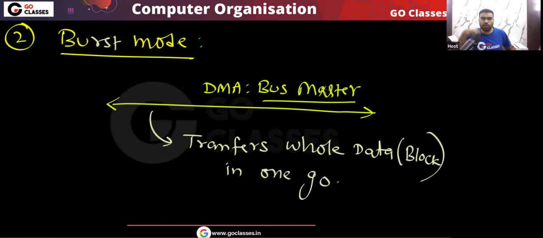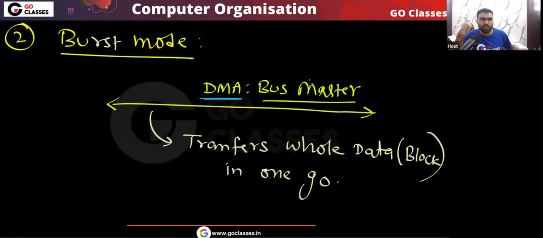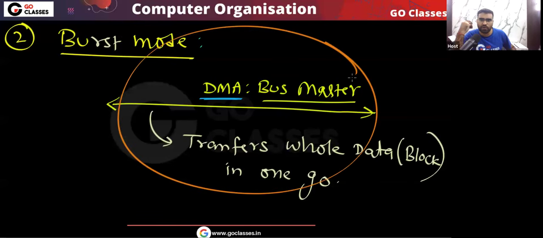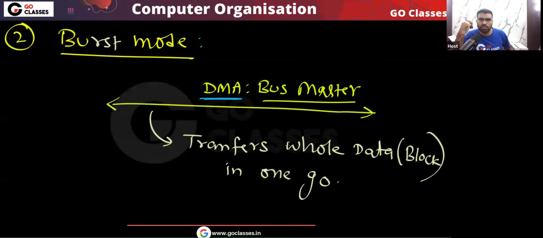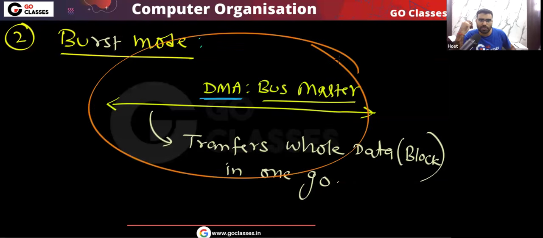So here remember, for a very long time, the DMA will take the access of the system bus. So during this time, what the CPU will do? Tell me what the CPU will do. Please focus here. I am saying that for a long time, because in the burst mode, DMA is transferring the whole data, or I can say whole block, in one go. So for a long time, DMA is the bus master.